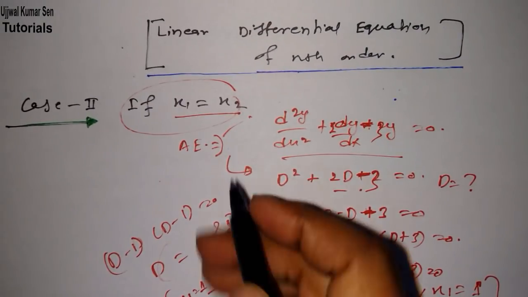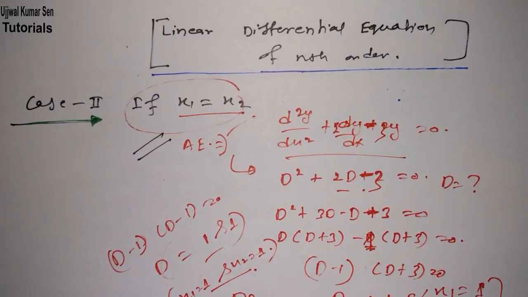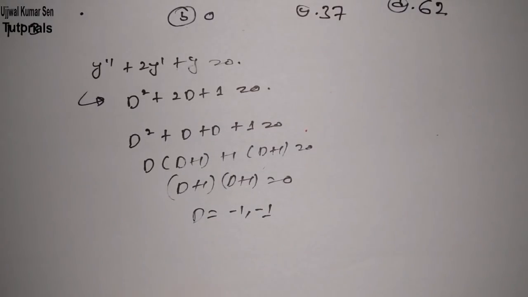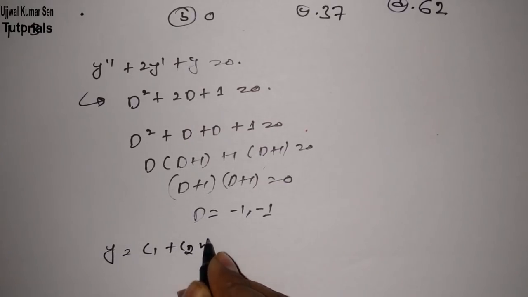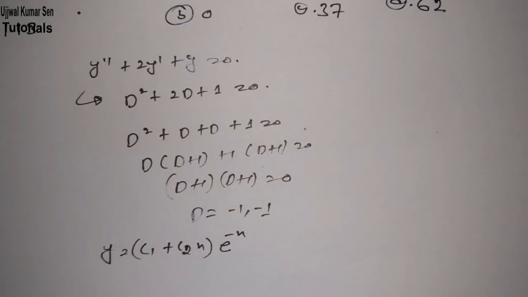So the case I am going to share with you is if x1 is equal to x2. If this is happening, then what is the value of y? We need to know. So y is equal to (c1 plus c2 x) e to the power minus x. So what is minus x? Basically I have multiplied by minus 1 there, because x1 is equal to x2. That's why I have done that. Okay, so this is all about the equation.